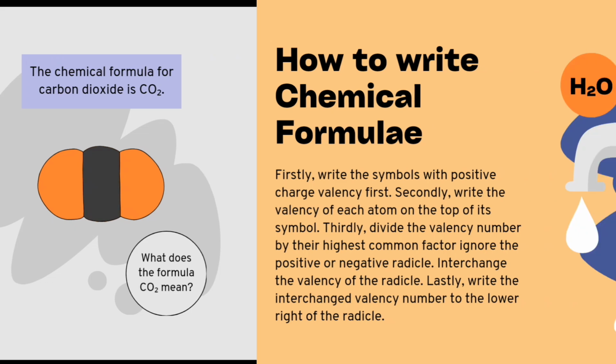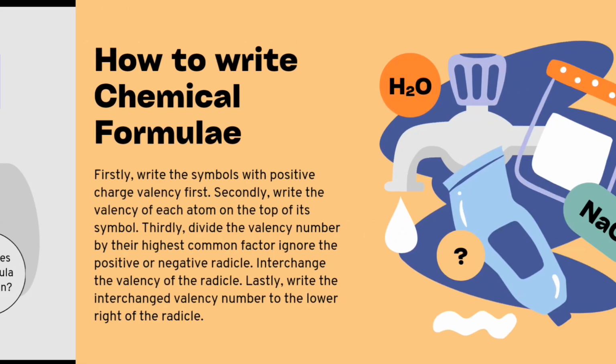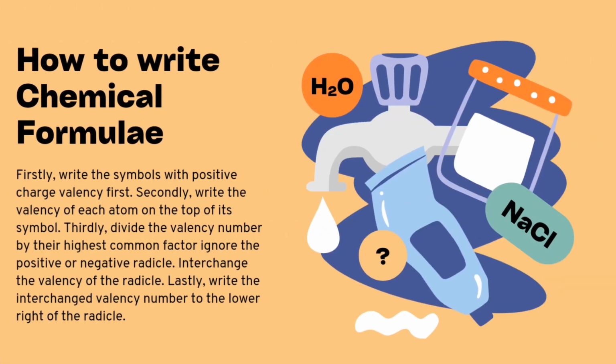How to write a chemical formula? Firstly, write the symbols with positive charge valency. Secondly, write the valency of each atom on top of its symbol. Thirdly, divide the valency number by the highest common factor. Ignore the positive or negative radical. Interchange the valency of the radical. Lastly, write the interchanged valency number at the lower right of the radical.